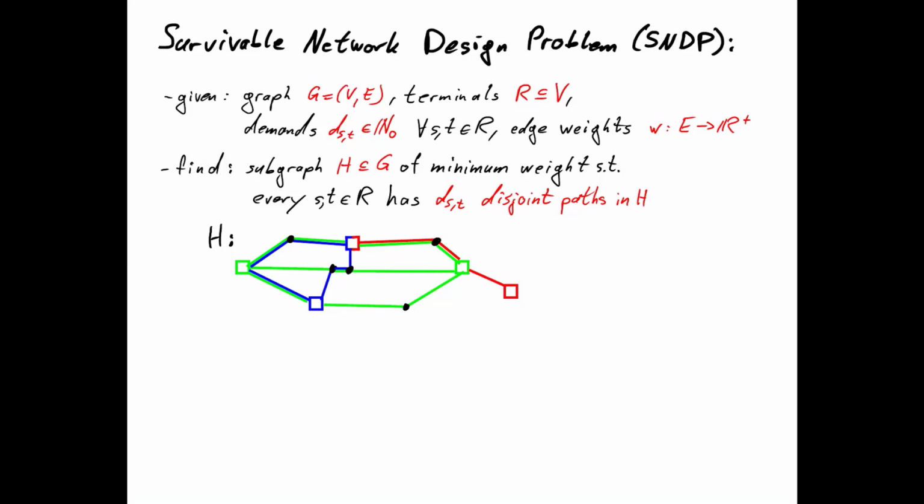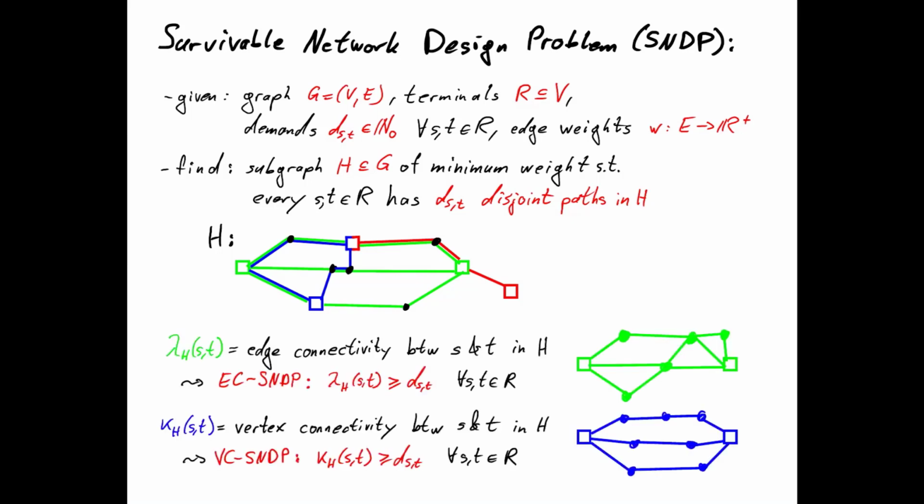Okay, so now it depends what disjointness we want in particular. Natural candidates would be the edge connectivity, which is denoted by lambda, which we saw in Marcin's talk as well. In this case, we get the edge connectivity version of SNDP, like EC-SNDP, right? Where the edge connectivity between any terminal pair should be at least the demand. Or we could also say that we want vertex disjoint paths, and in that case, the vertex connectivity should be at least the demand, and we get the vertex connectivity version of the problem.